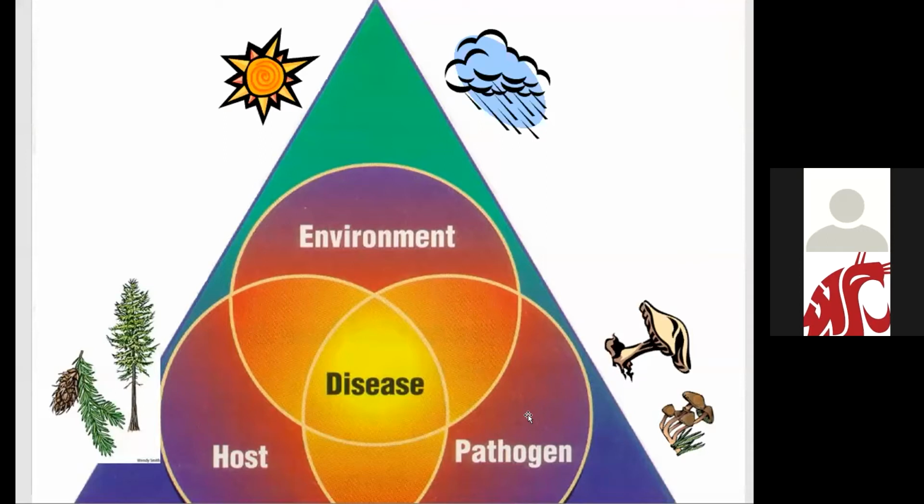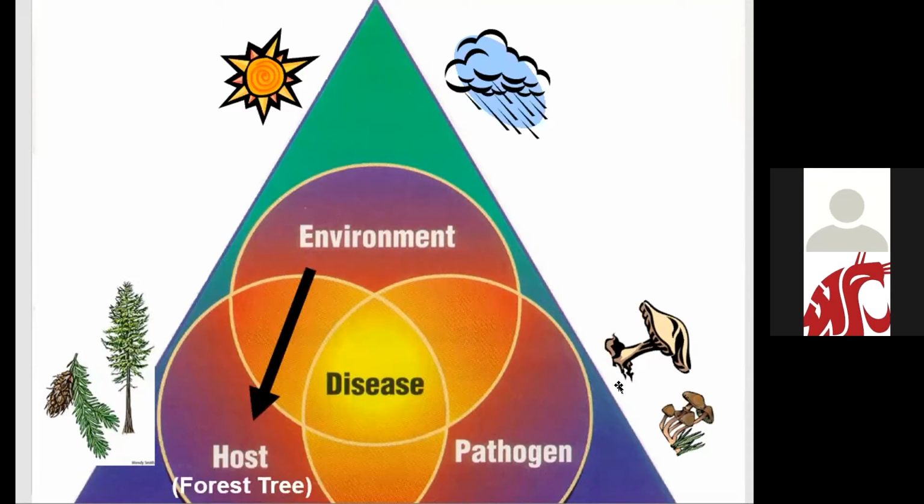So diseases that are caused by living agents, like the mushrooms we have in the lower right here, we call those biotic diseases. Sometimes diseases are caused by abiotic agents, such as extremes in temperature or moisture. Some would argue that without a pathogen, you can't have a disease. So oftentimes we refer to these diseases as injuries, if you will.